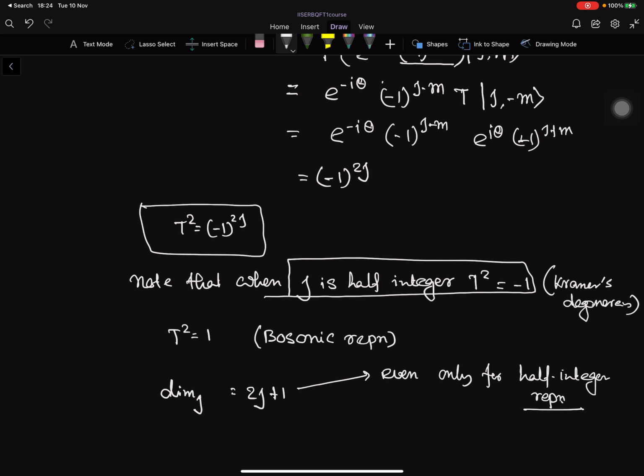Okay, so this concludes our discussion on representations of SO(3), the angular momentum, then further refinement due to the presence of reflection and the presence of time reversal. In the next lecture, we will be discussing the Lorentz group.